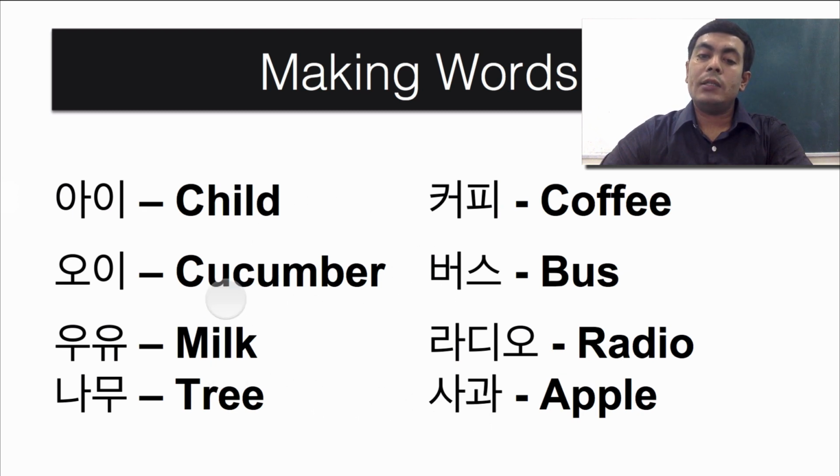So now you can read simple words that are made by combining vowels and consonants. And now in the second part of this lesson, we will learn how to make syllables with 3 characters, 2 consonants and 1 vowel. The final consonant is called patchim in Korean. So in other words, we will learn how to make syllables with patchim in the next part of this lesson.